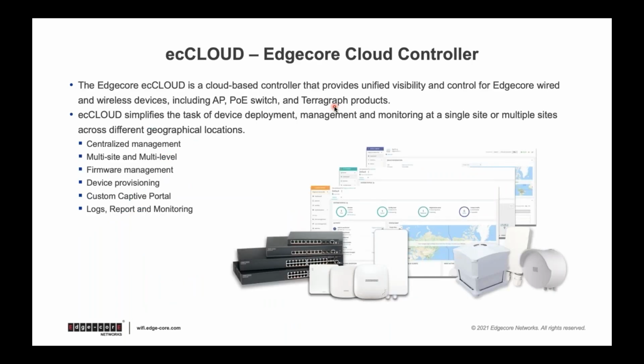Okay, then let us introduce the Edgecore Cloud Controller, which is also called ecCLOUD. ecCLOUD is a cloud-based controller that can manage all Edgecore network devices, including indoor APs, outdoor APs, PoE switches, and 60 GHz devices. ecCLOUD provides a centralized interface for network administrators to manage their network devices in a single place, so that administrators do not need to access multiple different systems to manage their different types of devices.